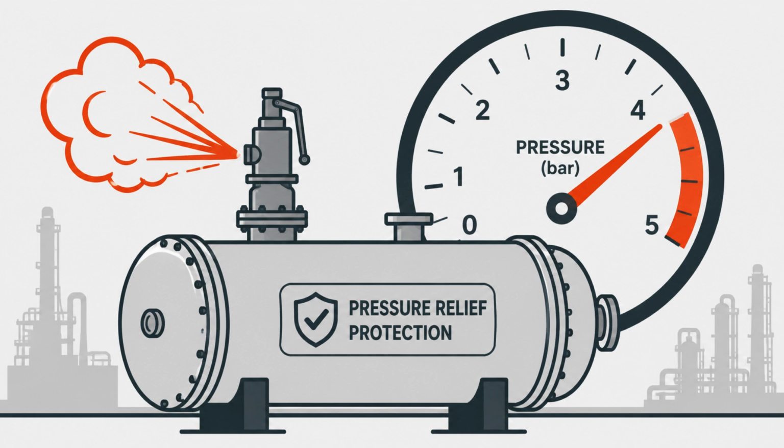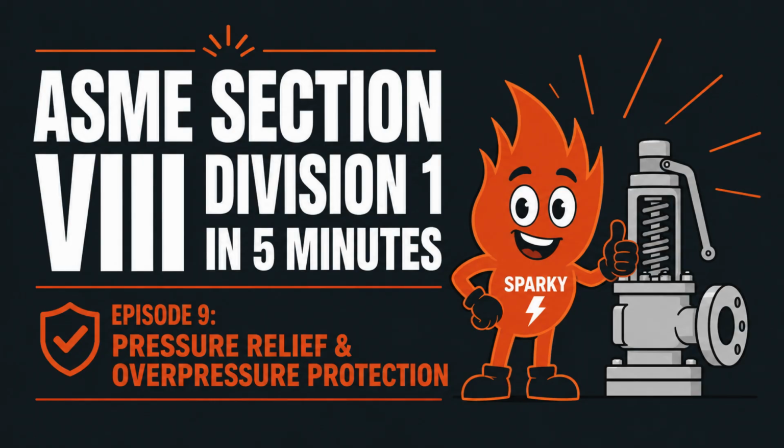Every design calculation in this series assumes things go right. UG-150 through UG-156 exist for when they don't, the last mechanical line of defense between a vessel and catastrophic overpressure. Welcome back to ASME Section 8 Division 1 in 5 minutes. Episode 9, Pressure Relief and Overpressure Protection.